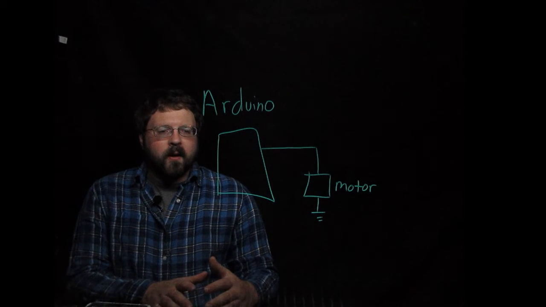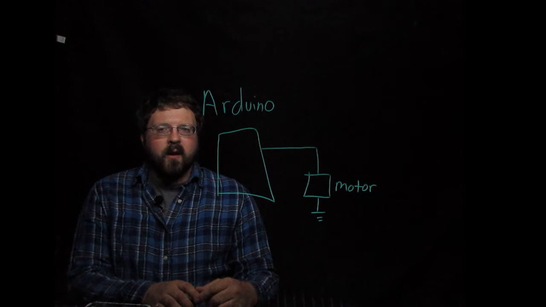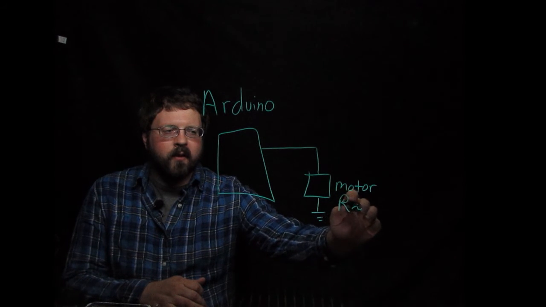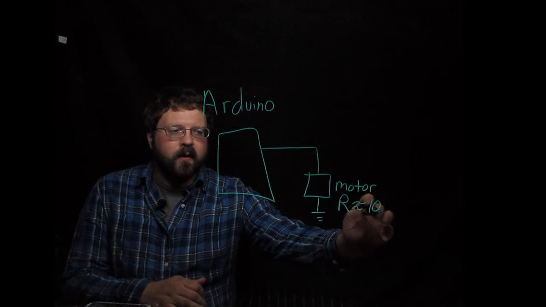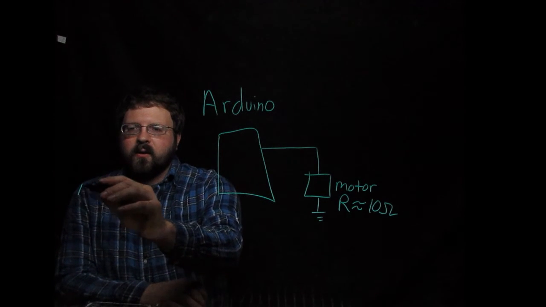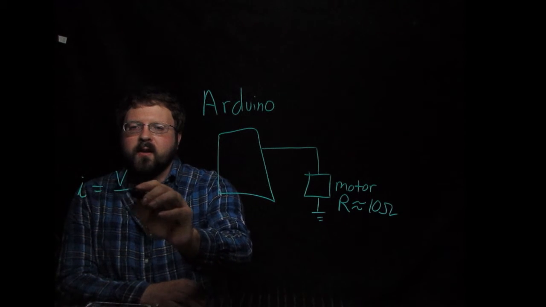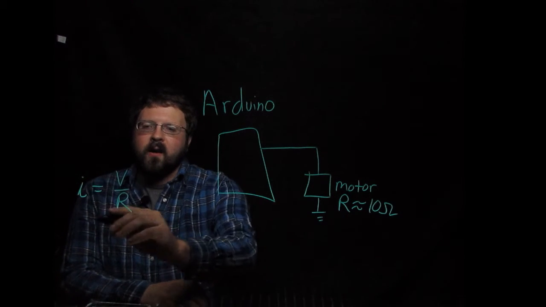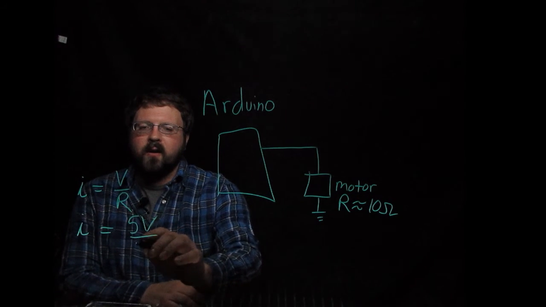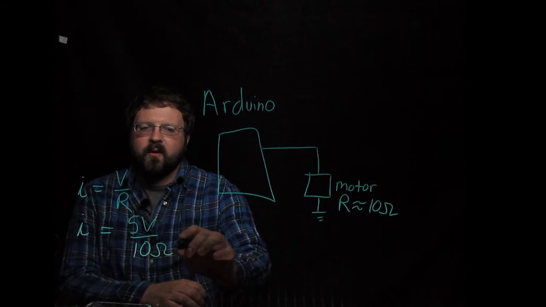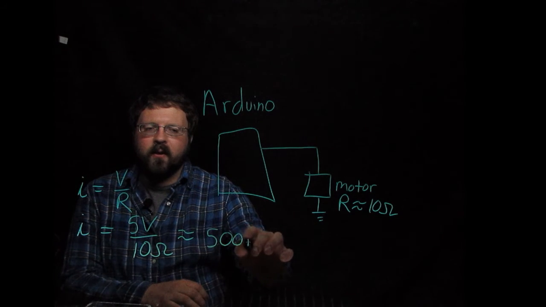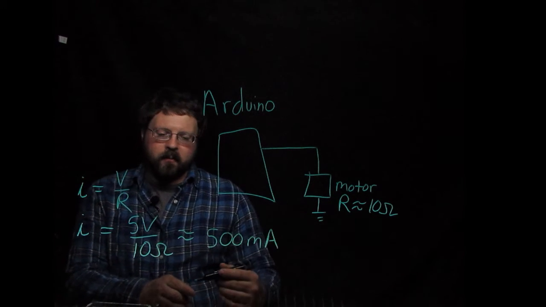Now, we could think about how much current the motor uses if we know the resistance. And the resistance of a lot of these little DC motors is on the order of 10 ohms. So using Ohm's law, current is equal to the voltage divided by the resistance. The voltage is 5 volts. The resistance is 10 ohms. So this gives us something on the order of half an amp or 500 milliamps.